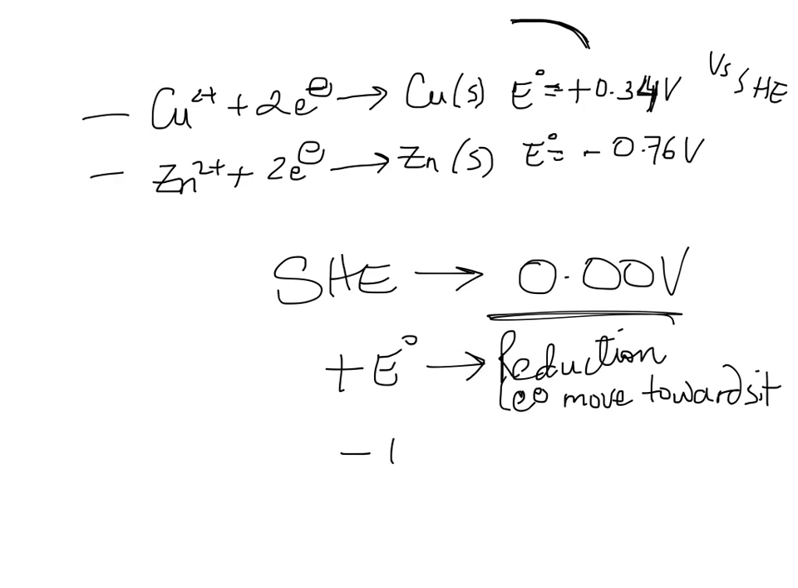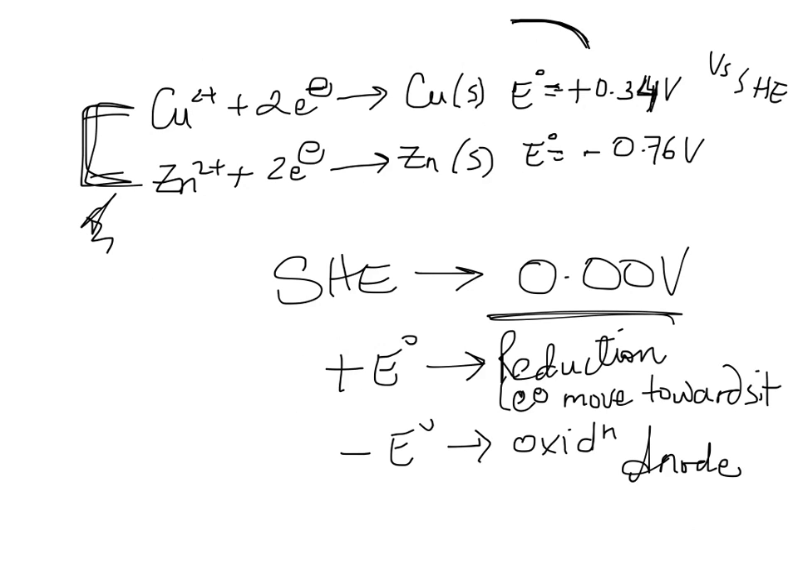And a negative E naught means that it will undergo oxidation, because that's the accumulation of electrons. That means the negatively charged electrons are moving away from this electrode, and that happens when oxidation takes place. So this must be your anode. So whenever you're given two electrode potentials and you have to predict which one is the anode and which one is the cathode, whichever is more negative is going to be your anode. Whichever is more positive is going to be your cathode.